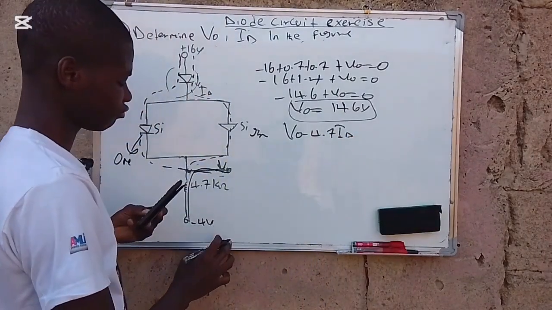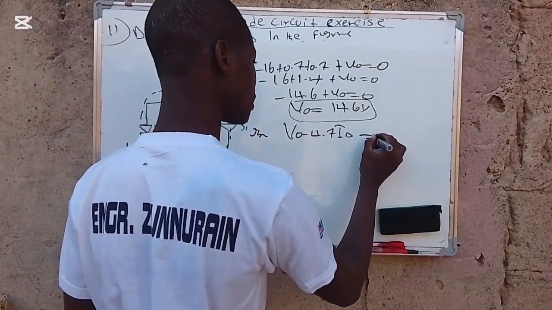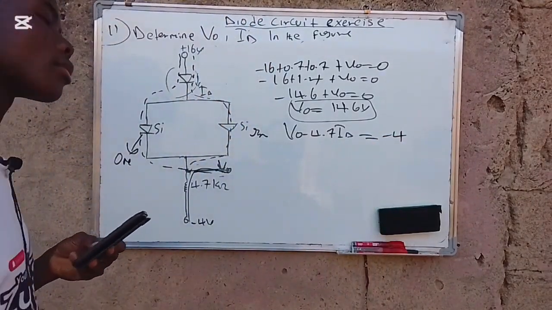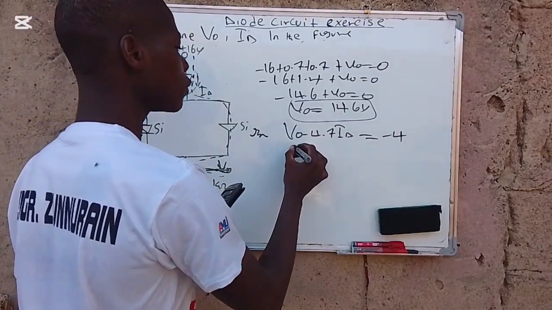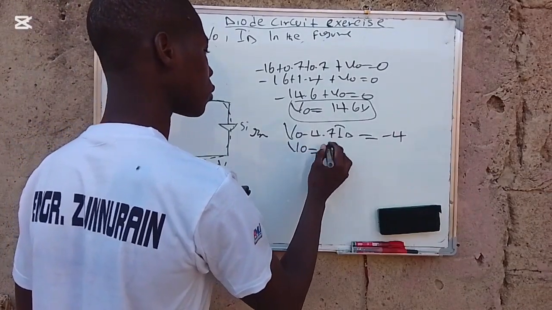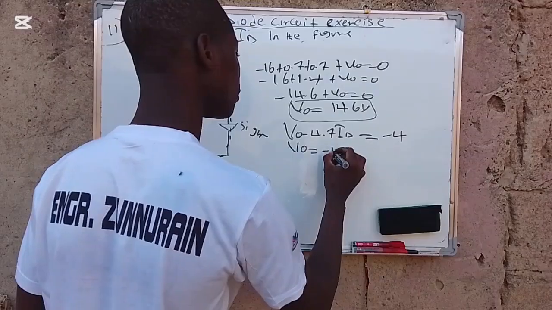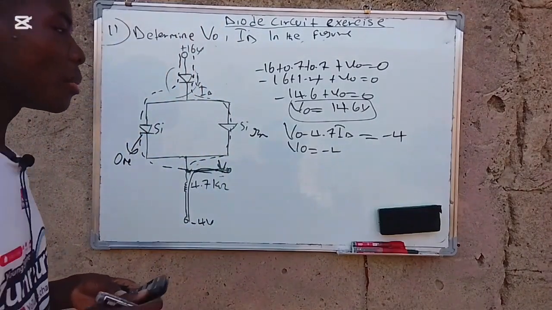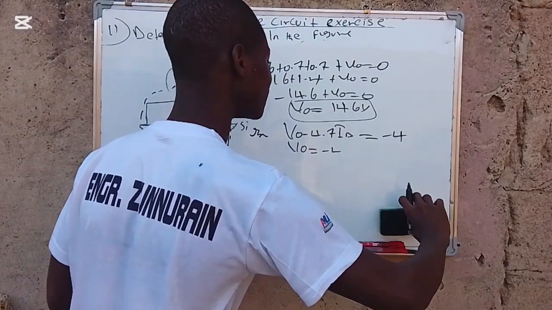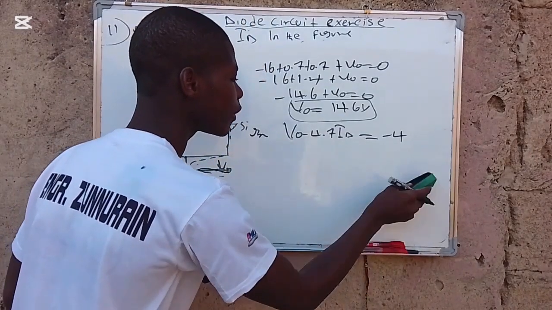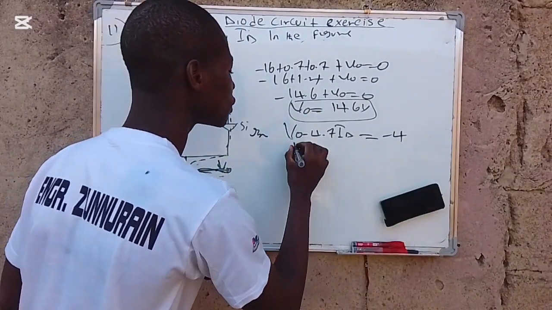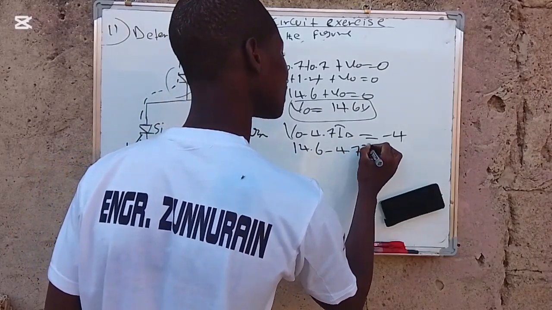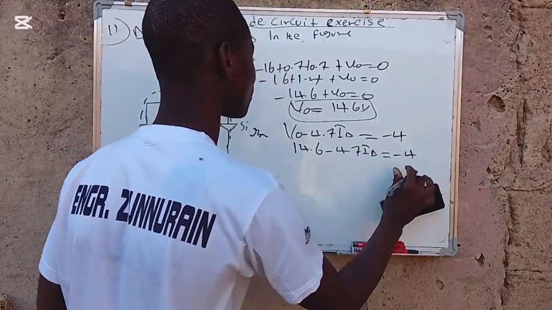I have this. So let me say this is the same equals to what? Minus 4. Because if I put negative 4, I will confuse some. So therefore this should now be V naught, it is equal to minus 4. It will not cross the equal sign because I'm dealing with this current. I'm going to find my ID. So I have to substitute this: 14.6 minus 4.7 ID, it is equal to minus 4.